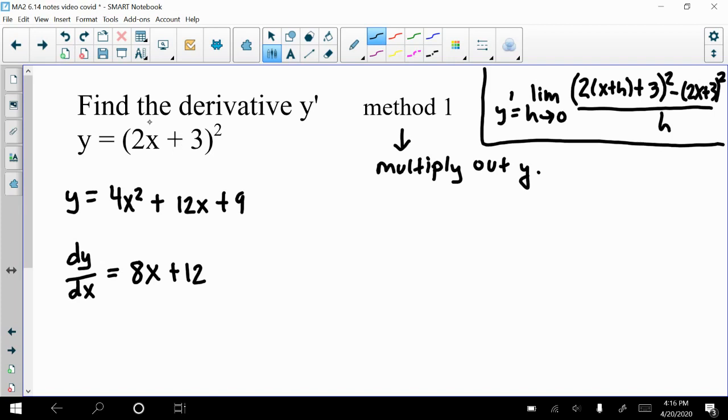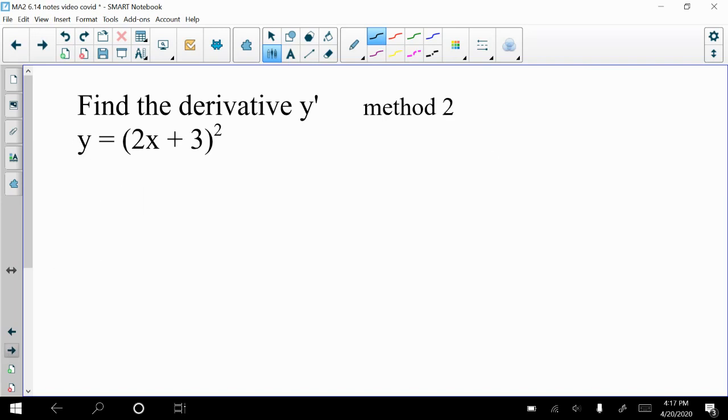If you don't have a technique yet to find a derivative, see if you can simplify it and then use the techniques that you do know. Now, of course, your techniques are going to be growing astronomically soon. We're going to learn so many different techniques of finding derivatives. But this method will always work. If you can get it to be something simpler, then do that. Method 2 would be to use the product rule.